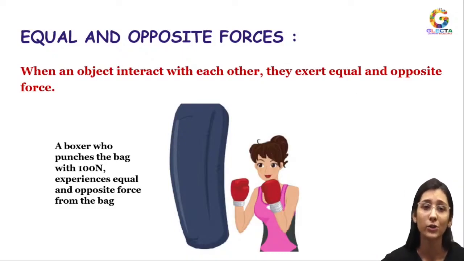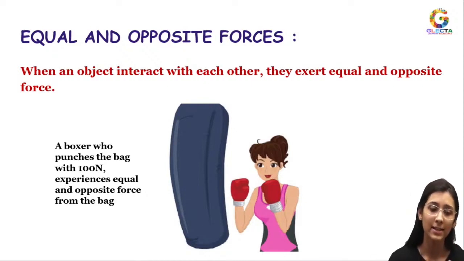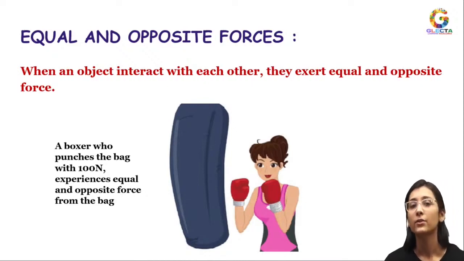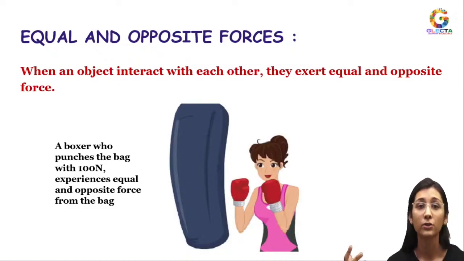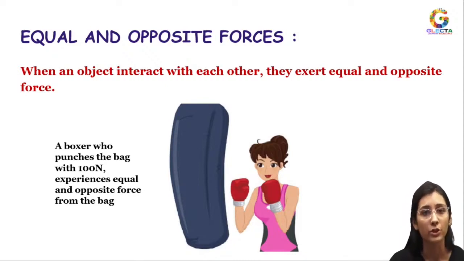Now this one is also Newton's third law. Equal and opposite forces. It says that when objects interact with each other, okay, so the two objects need to be interacting with each other, then that is how they will make an impact on each other. They are able to apply some force. So when objects interact with each other, they exert equal and opposite force. Fine. They do apply equal and opposite force.